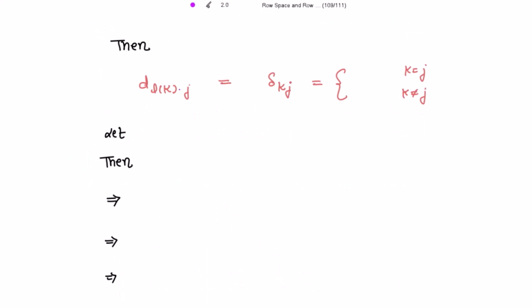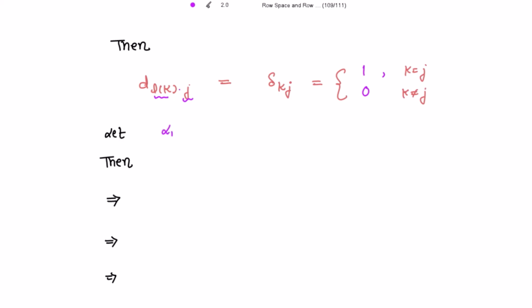Then we define D_LkJ, where the first index represents the row and the second the column. So this is equal to delta_kj, the Kronecker delta. This we have to define, and it is equal to 1 if k is equal to j and equal to 0 if k is not equal to j. Then we write the linear combination of the columns, because we need to show that these columns are linearly independent.